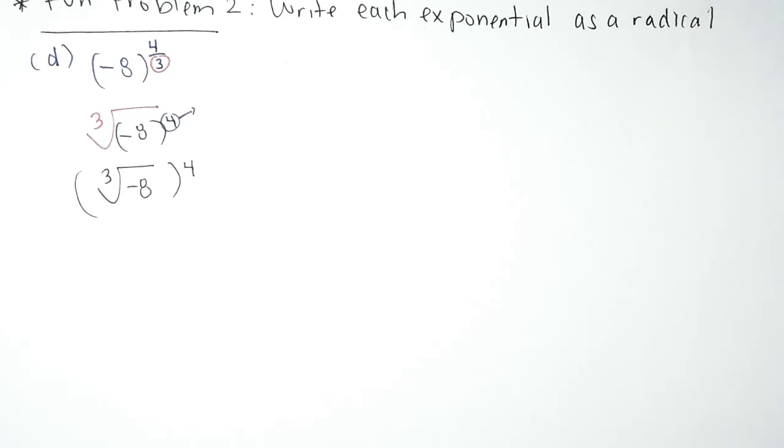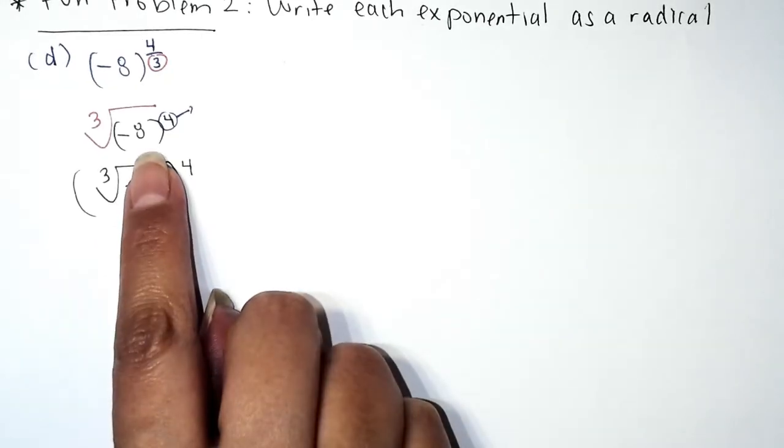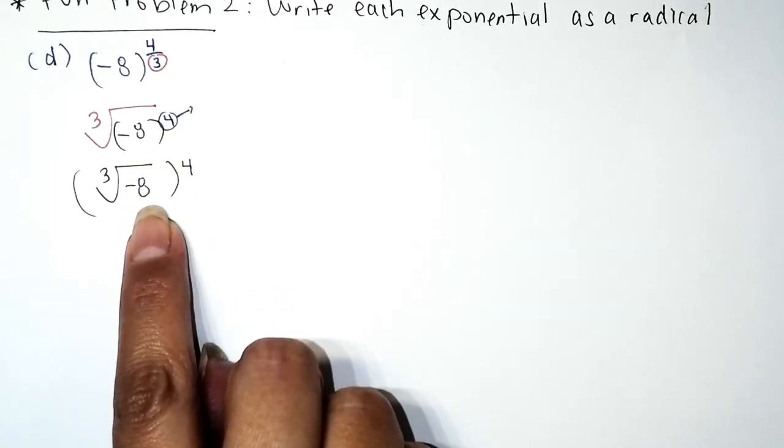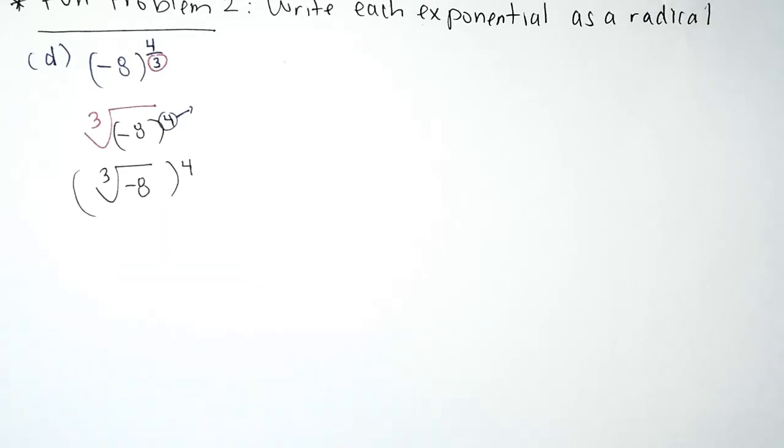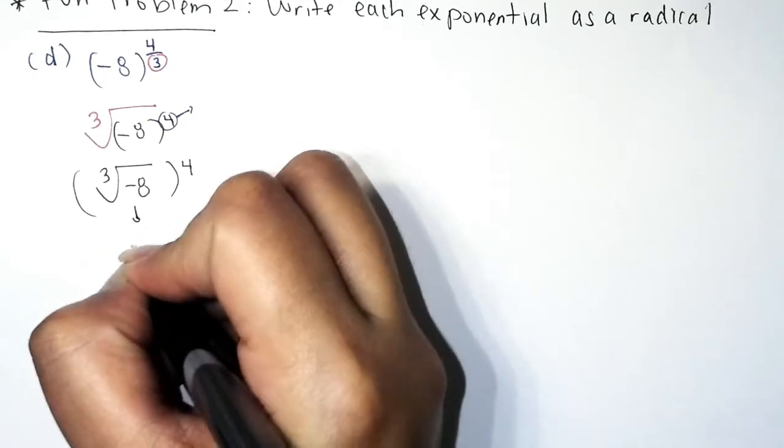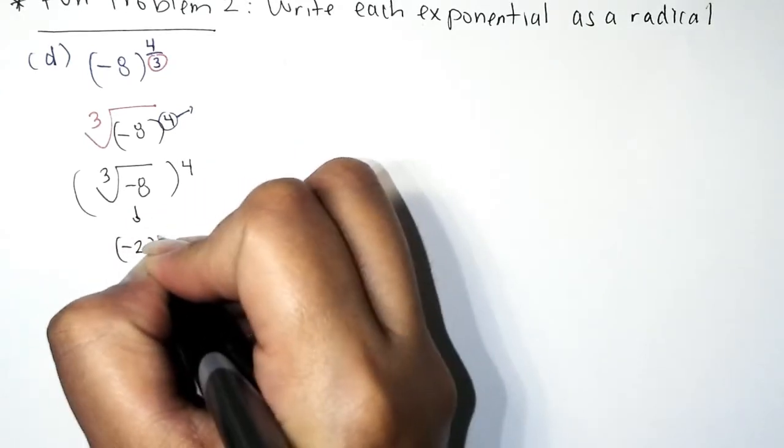The advantage of taking that exponent outside the radical is that it will tone down the radicand itself. Before, the radicand was negative 8 to the fourth power. Now the radicand is just negative 8. I could work with negative 8. So now the question is, what is the cube root of negative 8? When we keep our cool, negative 8 is the same as negative 2 raised to the third power.